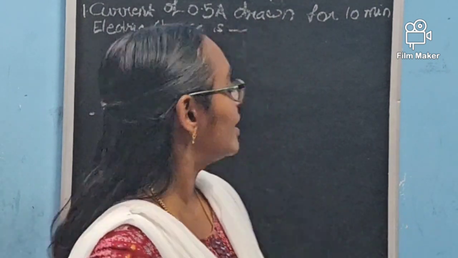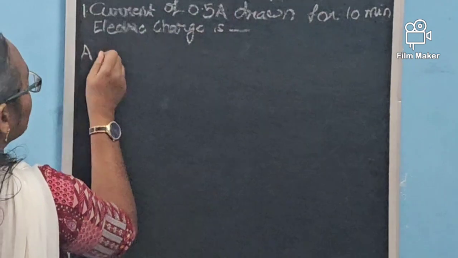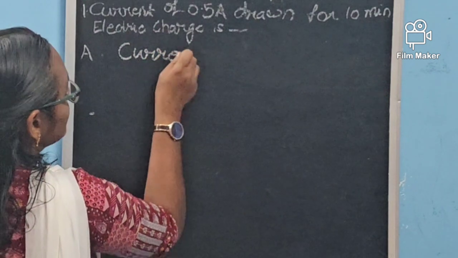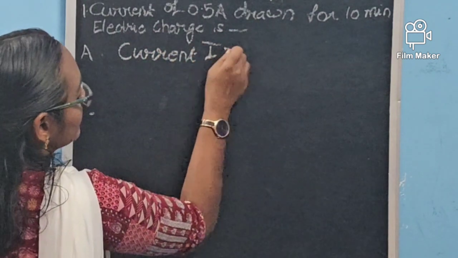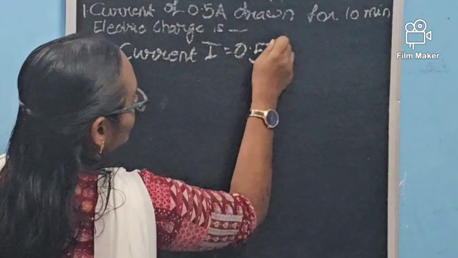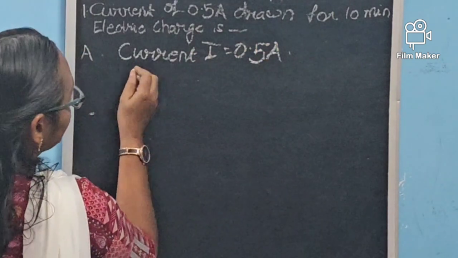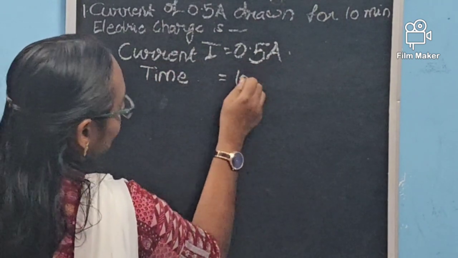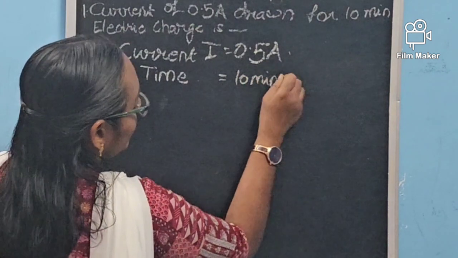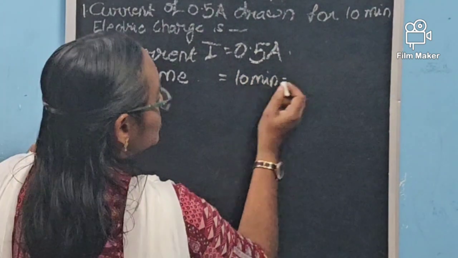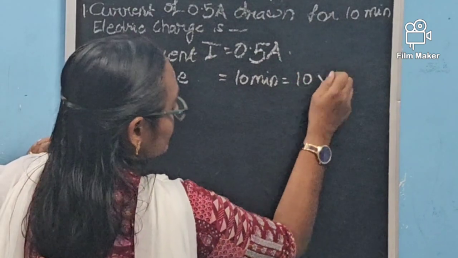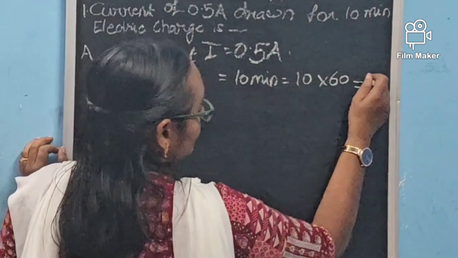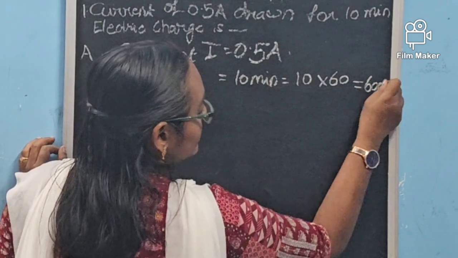How can we find it? We can see how to do. What all things have been given here? Current, I is equal to 0.5 ampere. Then time also is given. Time is equal to 10 minutes. We have to convert it into seconds. So what will be that? 10 into 60. As we know, 1 minute is equal to 60 seconds. So it will be 600 seconds.